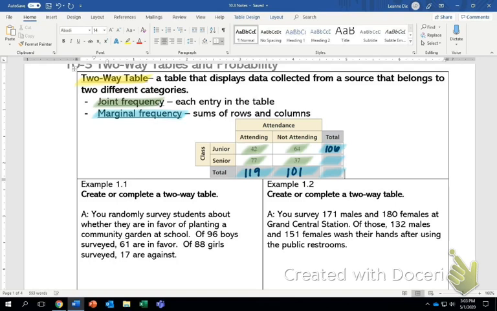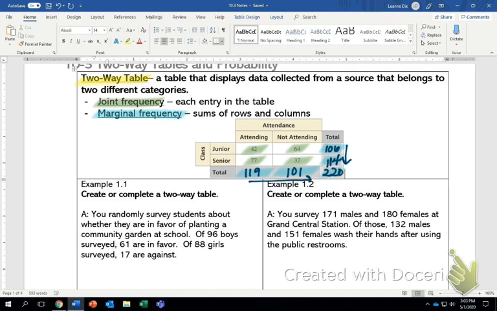All right, and then if we wanted to ask ourselves how many seniors in total were surveyed, we would add again across, and we would get 114. So then easily we could figure out how many people in total were asked about the junior-senior banquet, and we can add downward and we can add across. It'll give us the same answer.